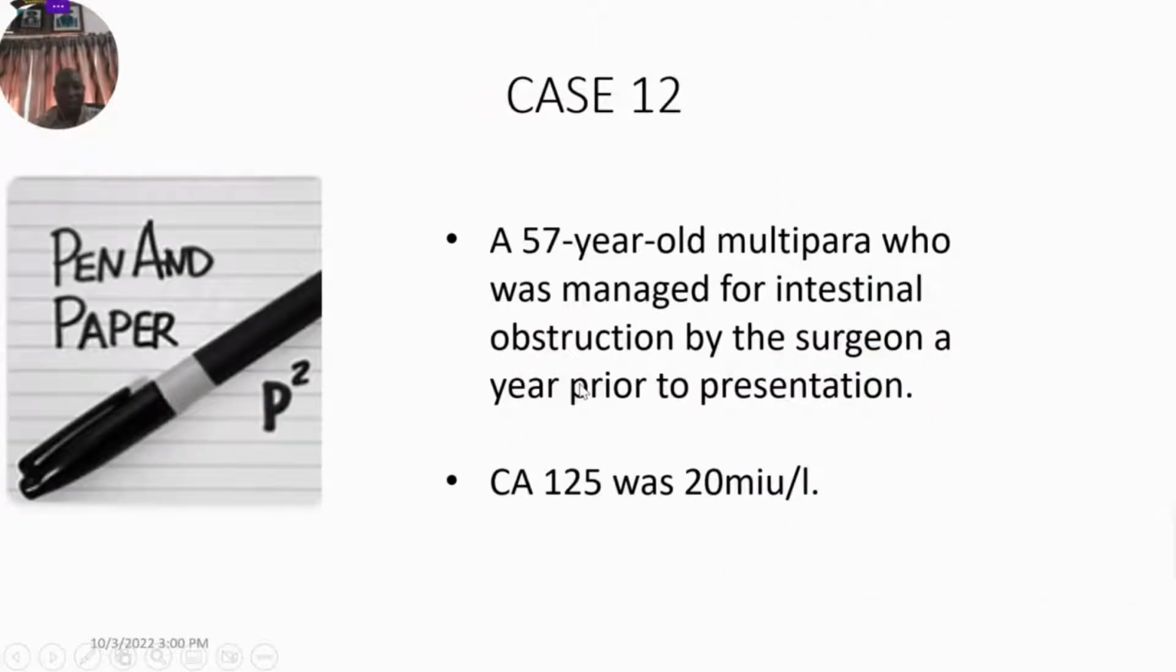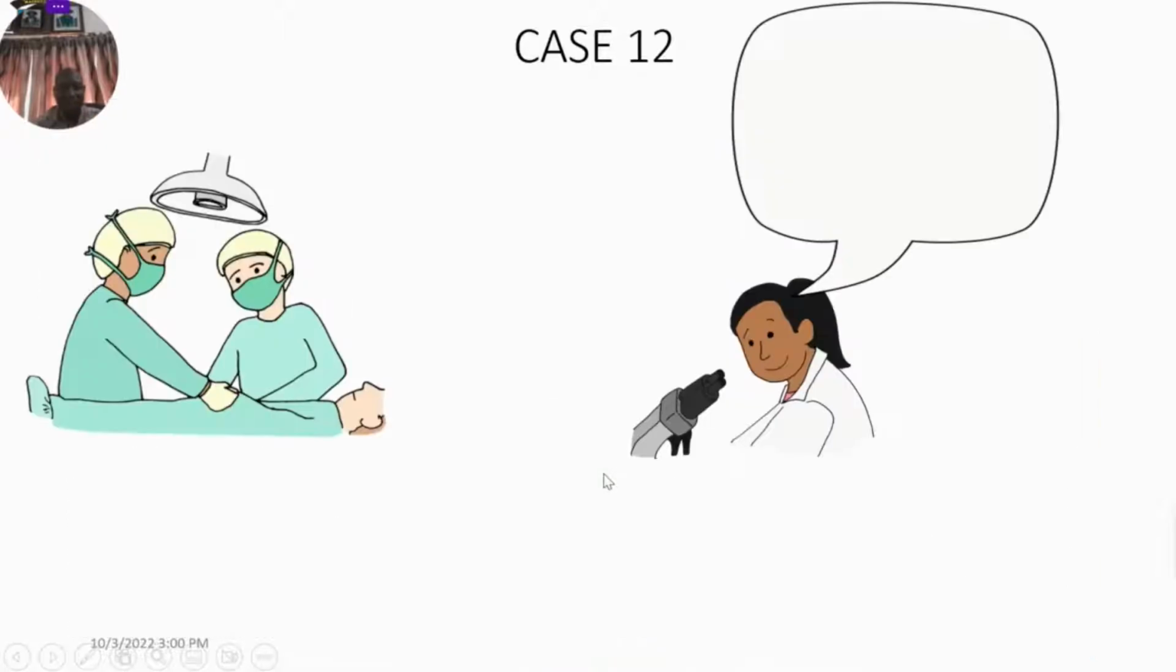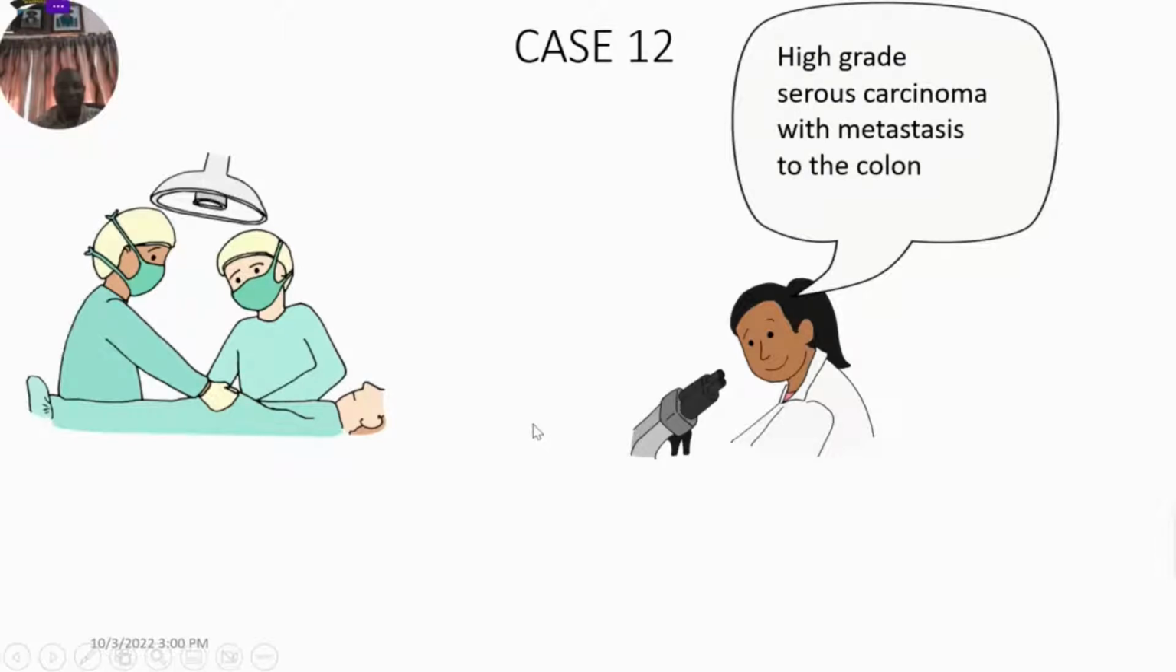Case number 12 was a 57-year-old multipara who was managed for intestinal obstruction by the surgeon a year prior to presentation. Her CA-125 was 20. Here you can see that it was an irregular multilocular solid tumor with largest diameter more than 100 millimeters with a strong blood flow. So 2 M rules, no B rules, classified as malignant. She underwent surgery and histology confirmed that it was high-grade serous carcinoma with metastasis to the colon.